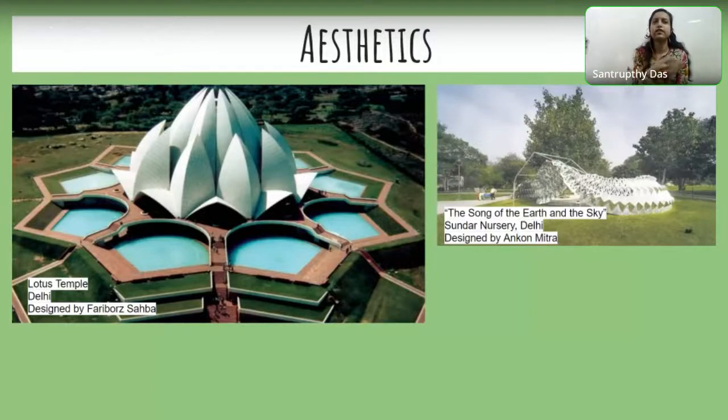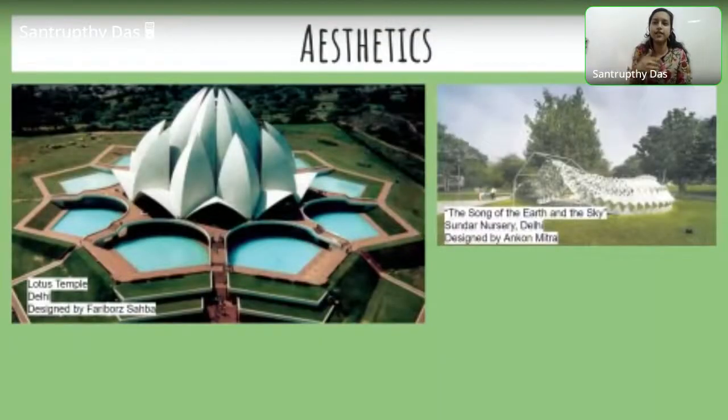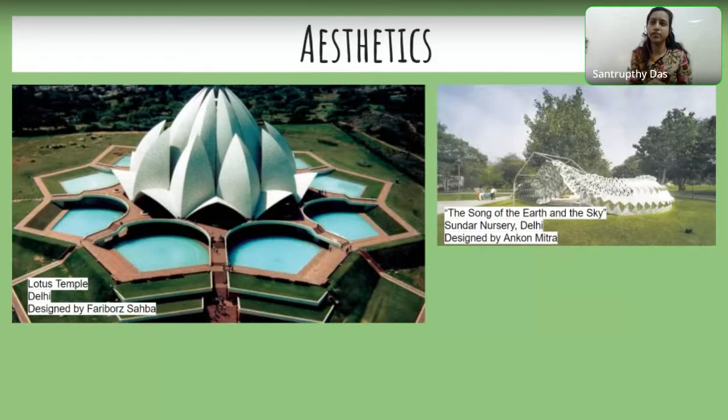You might recognize the Lotus Temple. All of these shells actually are folded in a way, right? That little edge on each of the petals creates that shape of the flower. So that is also folded. And this is one of my favorite installations by one of my favorite origami artists that I look up to. It is called the Song of the Earth and the Sky. It's a temporary installation that was put up in Sundar Nursery. Again, because of origami, it's got that sculptural look.